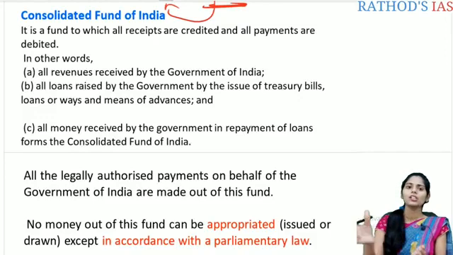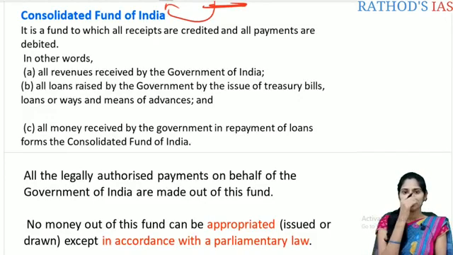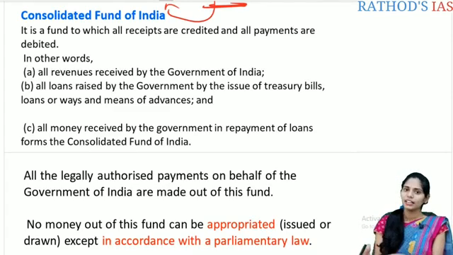We can say all the receipts which are credited and all the payments which are debited under the government will form this Consolidated Fund of India. In other words, we can also say all the revenues the government is receiving will form this Consolidated Fund of India.